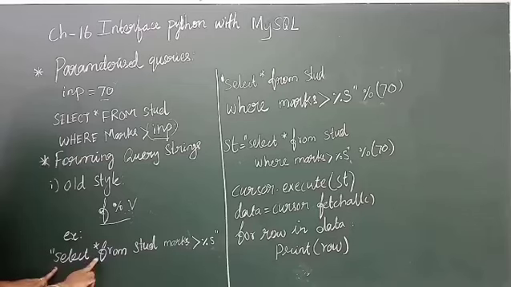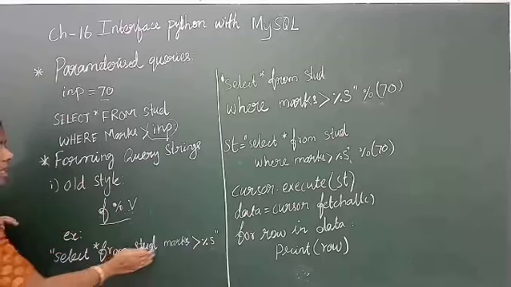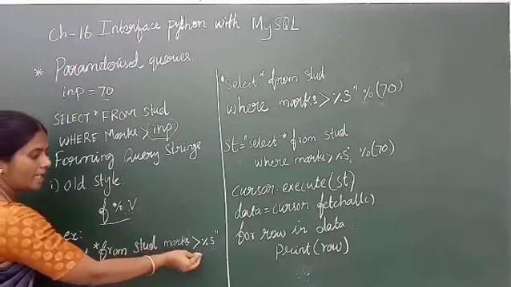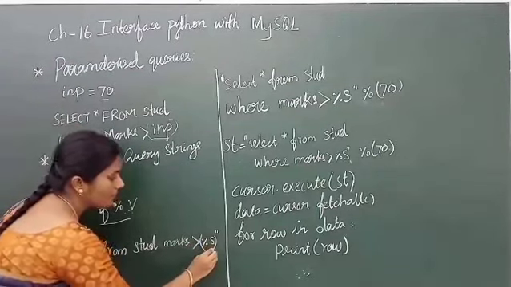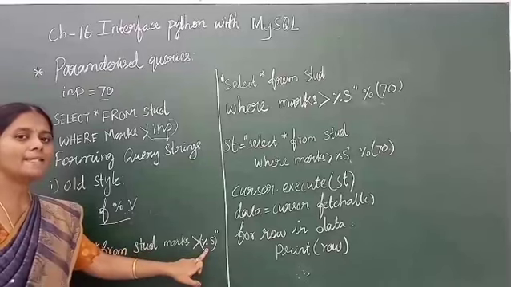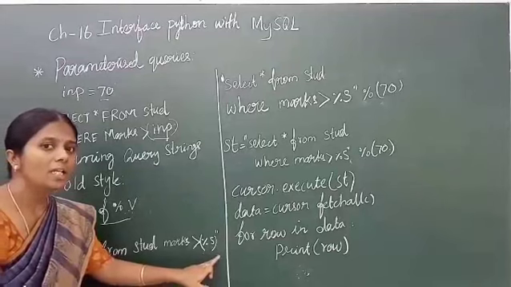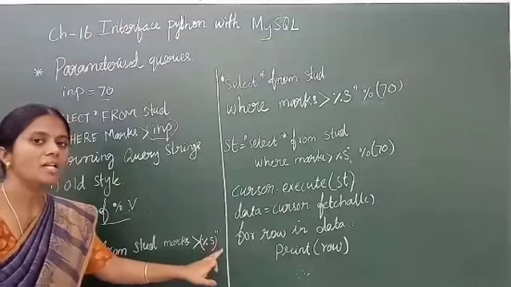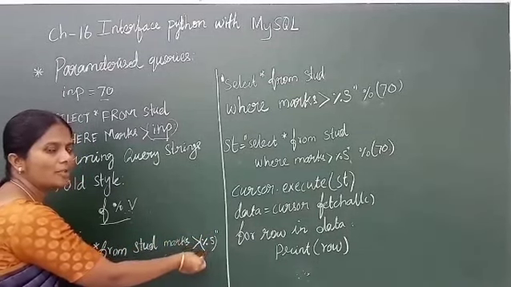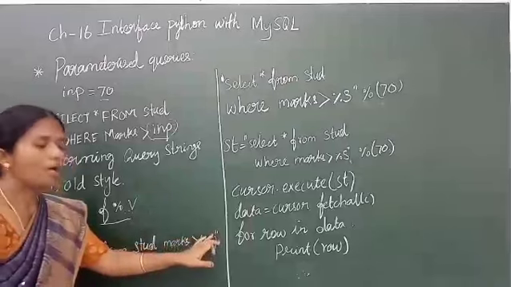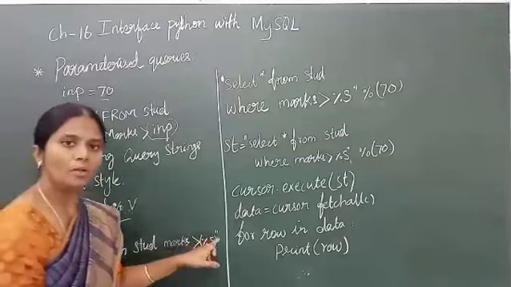Now we will see an example of this old style. Select star from the table. Imagine we have already created the student table. The column name is marks greater than percentage s. Here it is a placeholder. Instead of specifying the values we use this here. Are you clear? Percentage s should always be enclosed within quotes.